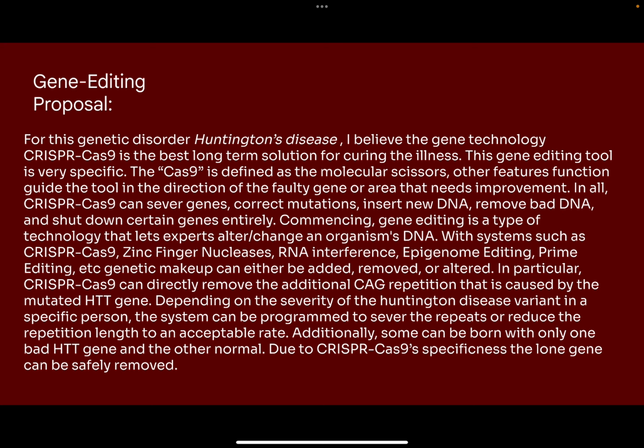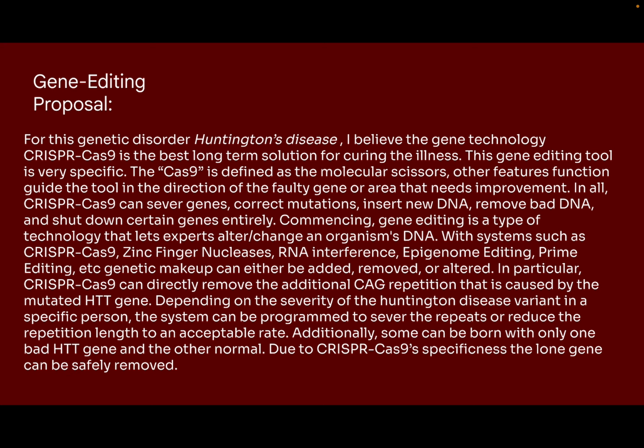Gene editing proposal. For this genetic disorder, Huntington's disease, I believe the genetic technology CRISPR-Cas9 is the best long-term solution for curing this illness. This gene editing tool is very specific. It's defined as molecular scissors. It has functions to guide the tool in the direction of the faulty gene or area that needs improvement. It can sever genes, correct mutations, insert new DNA, remove bad DNA, and shut down certain genes entirely.